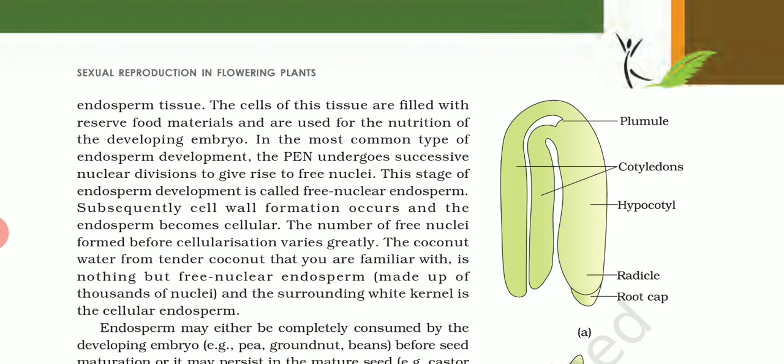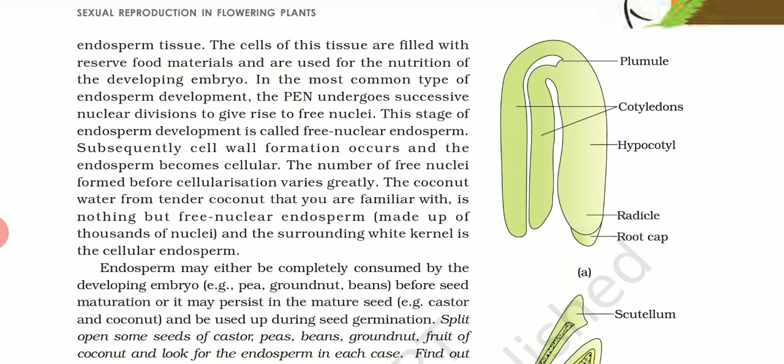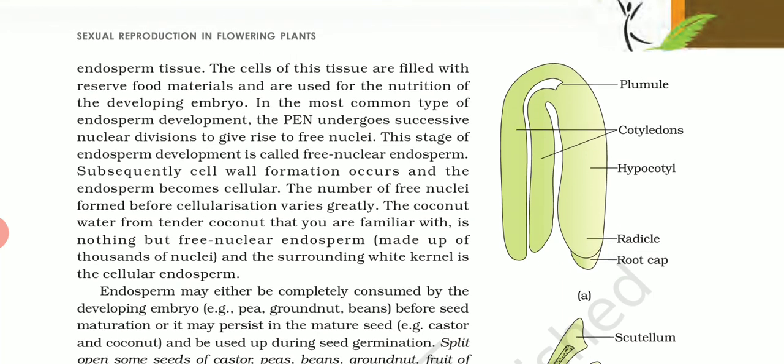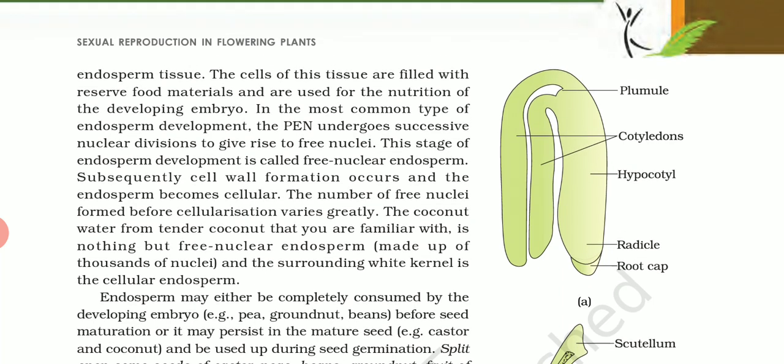Now, I think you have already seen or taken care about your coconut water, isn't it? The coconut water that you drink is free nuclear endosperm. And the white kernel that you see is actually the cellular endosperm. So the white kernel is a cellular endosperm, and the coconut water is called a free nuclear endosperm.